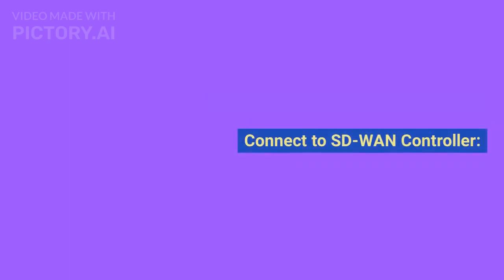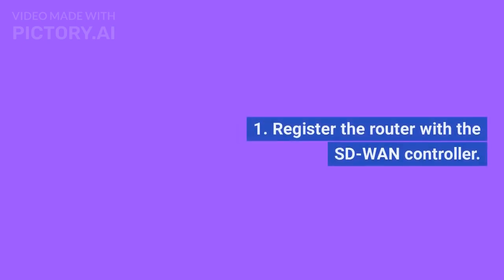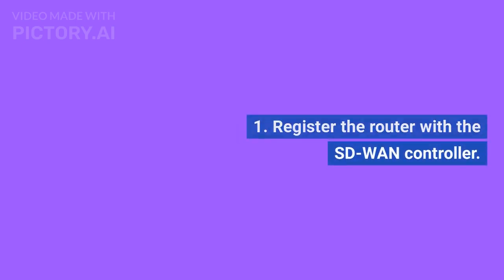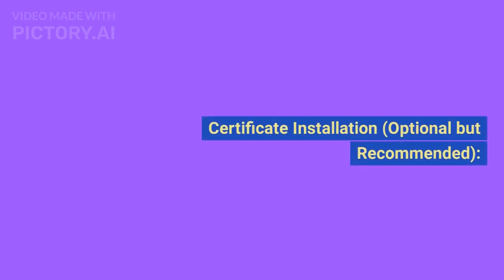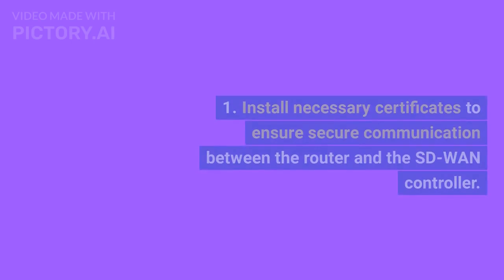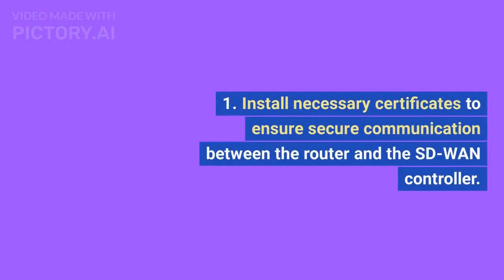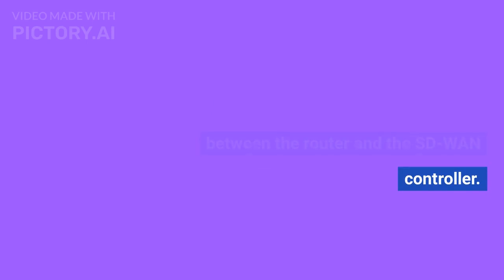Connect to SD-WAN controller. 1. Register the router with the SD-WAN controller. 1. This might involve providing the controller's IP address or host name, along with authentication details. Certificate installation, optional but recommended. 1. Install necessary certificates to ensure secure communication between the router and the SD-WAN controller.